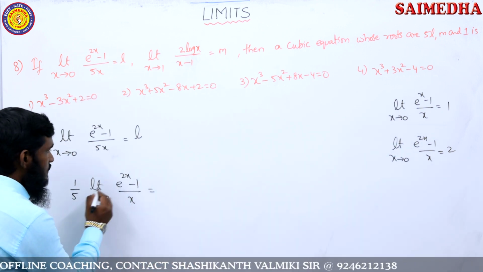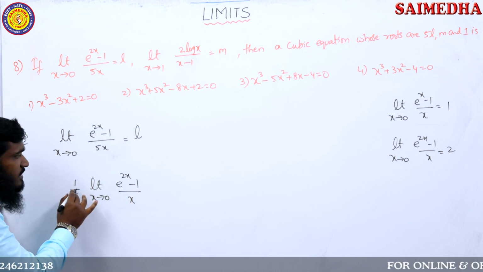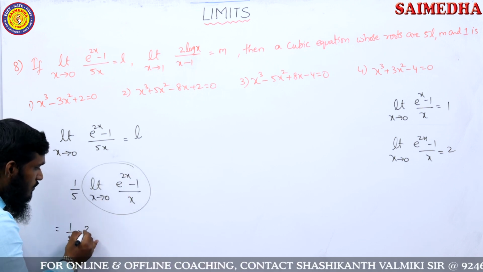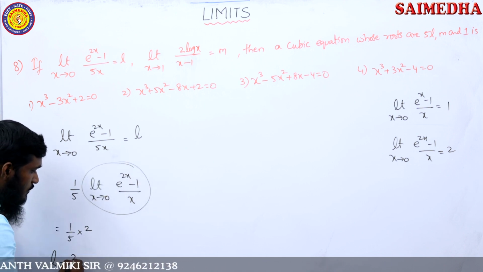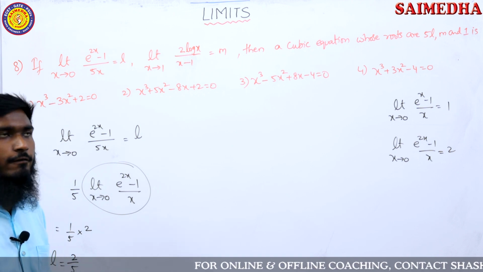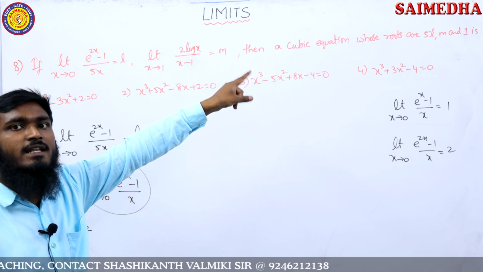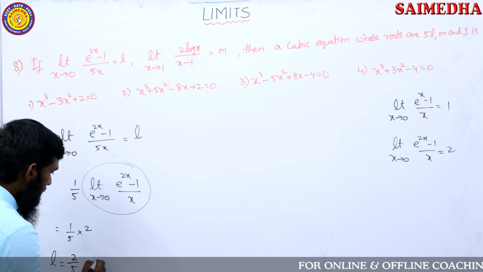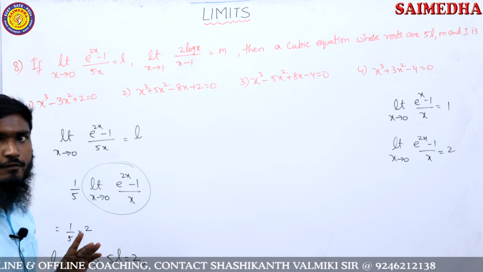So what do we have? This 1 by 5 will stay as it is because it is a constant. Now for this part, what answer are we getting? 2. So 1 by 5 into 2, which is equal to the L value, is 2 by 5. Understood? L value is equal to 2 by 5. Now what is the first root? Here 5L is there. We have to find the 5L value. So 5L is equal to 2. This is the first root we got.